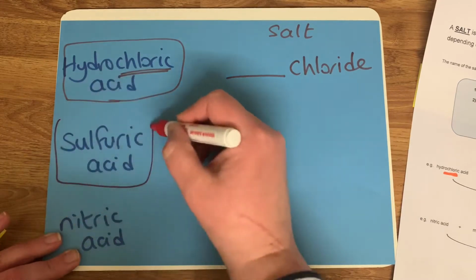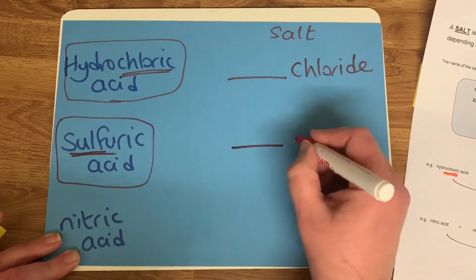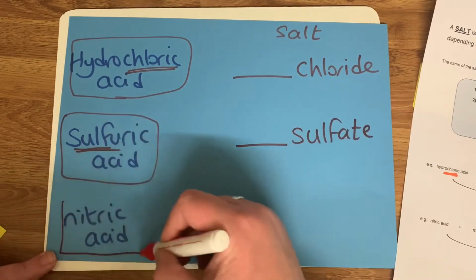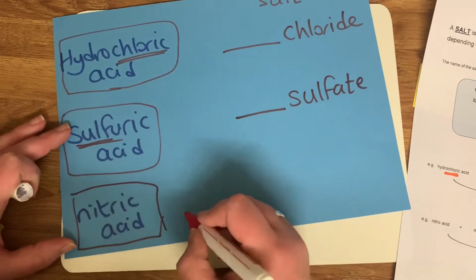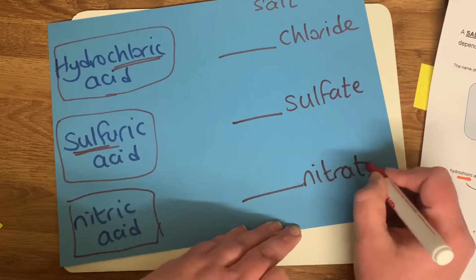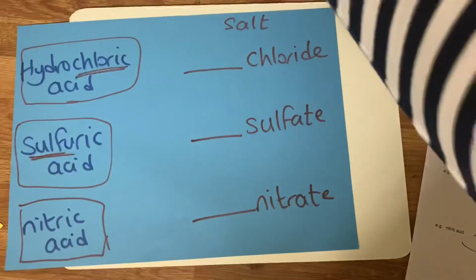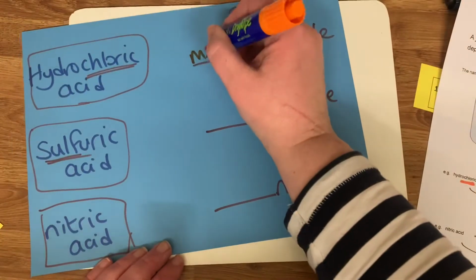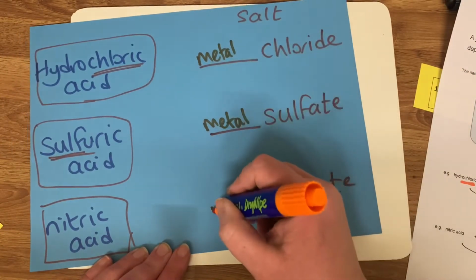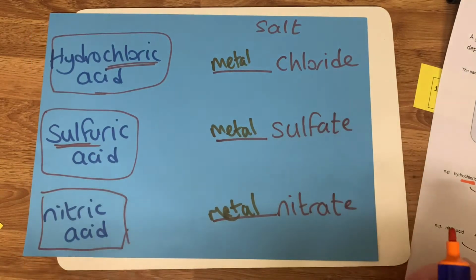If it's a sulfuric acid, then the salt is a metal sulfate. And if it's a nitric acid, then the name is a nitrate. And it's always the name of the metal in here. So it could be like sodium, magnesium, zinc, etc. We're going to do some examples in this video to show you.